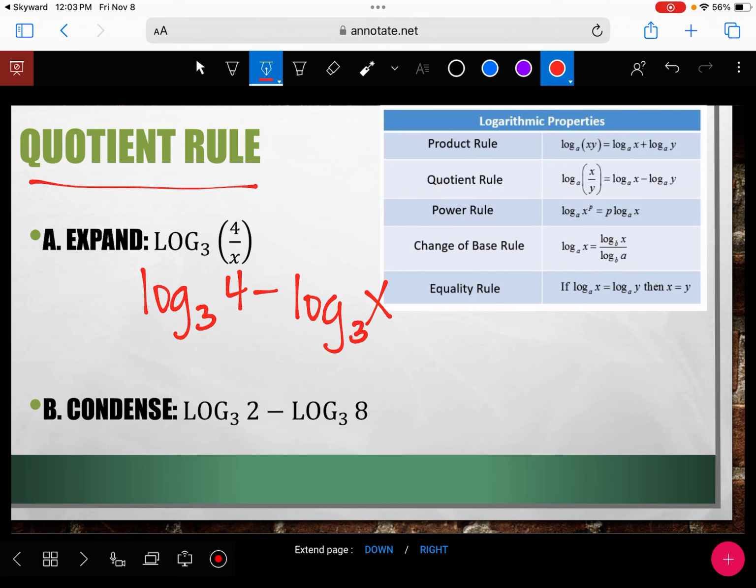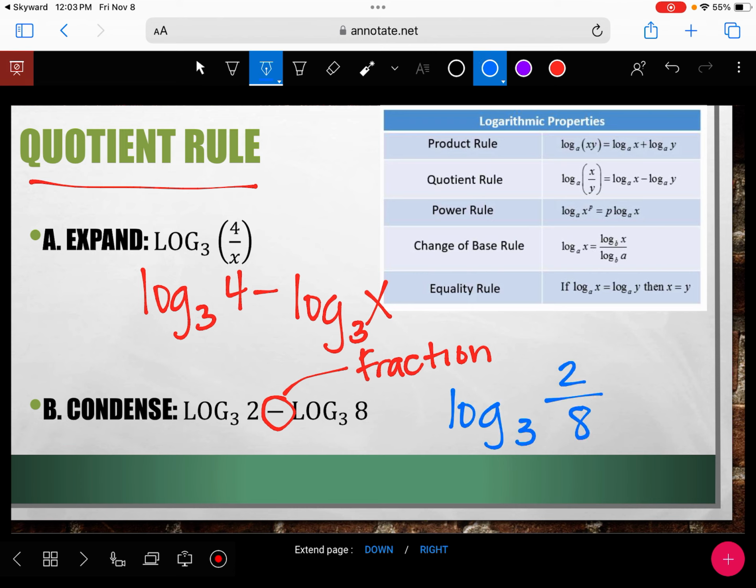And then for question B, because this is subtraction, we know we're going to condense it down to a fraction. And that would be log base 3 of 2 over 8. And you can leave it as 2 over 8, or you can reduce it to log base 3 of 1 over 4. And that's it.